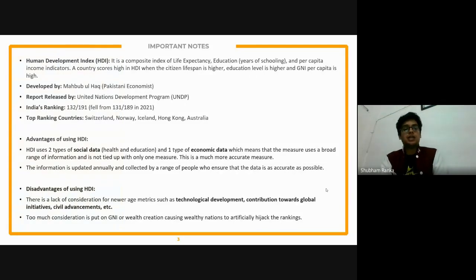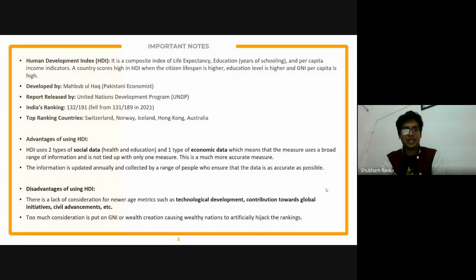And second is that, again, too much consideration is put on wealth creation, the GNI, that is the gross national income of the people in that particular country. So countries that have high income levels but very poor education or very poor healthcare can easily hijack these rankings. बहुत सारी countries don't put effort into these other things but have a lot of income, right? So they can easily hijack this. That is why HDI can be considered to have both advantages and disadvantages. But we have given out the information.